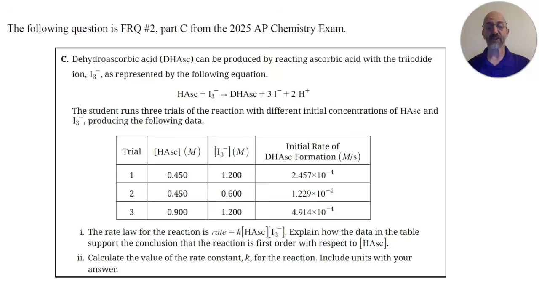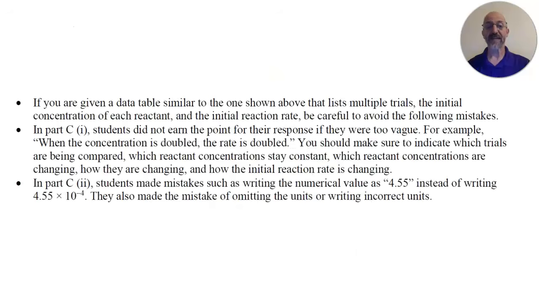So what happened was they had to explain how the data in the table support the conclusion that the reaction was first order with respect to ascorbic acid. And they also had to calculate the value of the rate constant K and include the units. So if you're given a data table similar to the one shown above that lists multiple trials, the initial concentration of each reactant, and the initial reaction rate, you probably know what they're going to ask you. They're going to talk about the order and the rate constant, but be careful to avoid the following mistakes.